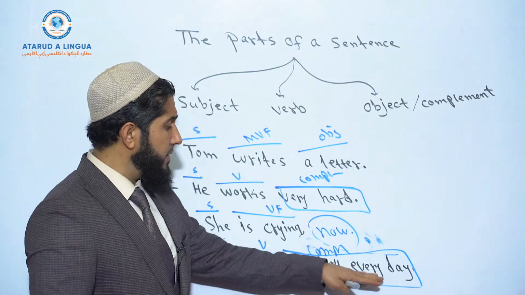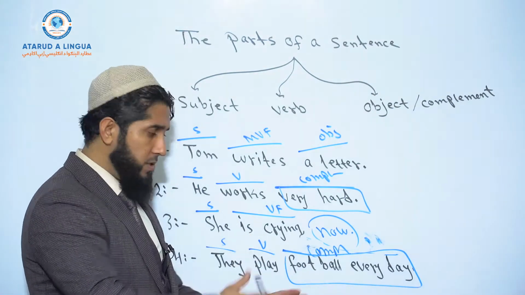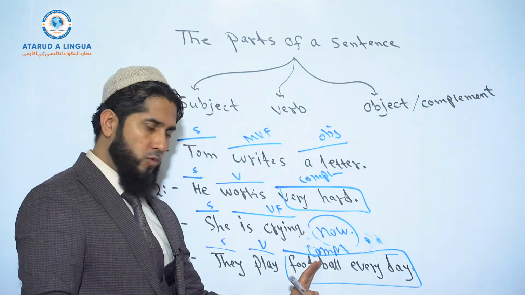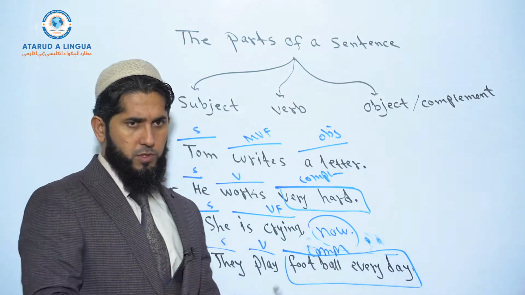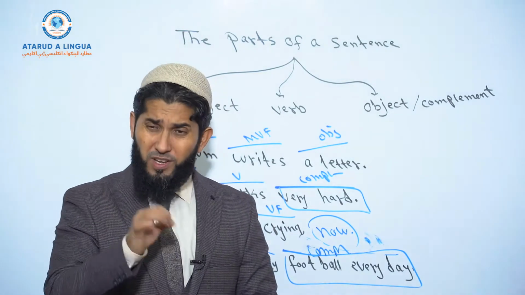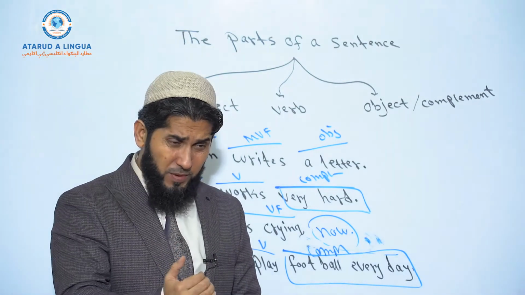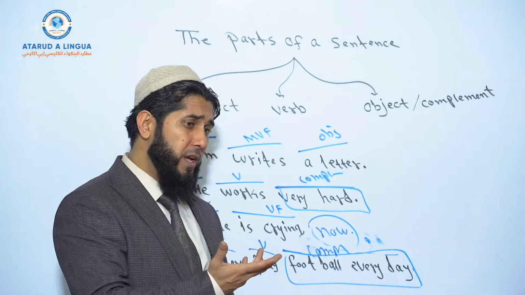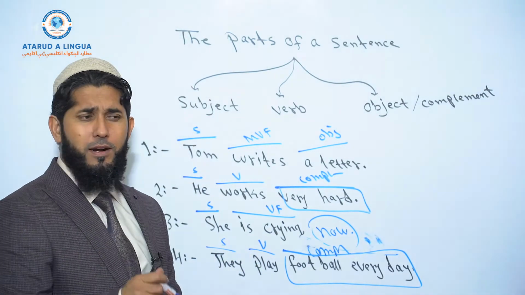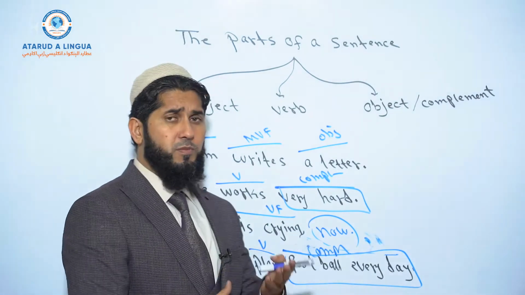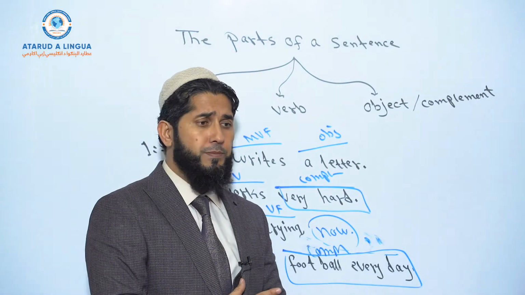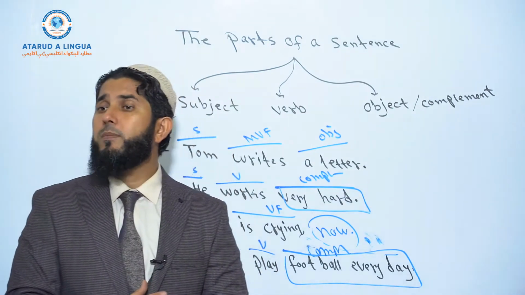Or you can divide this complement into parts, and you can say football is the object. Why? Because it receives the action of the subject, and every day is the time expression. So this way, an object could be called complement, but a complement cannot be called object. Is everything clear? Okay, so now you know the difference between a complement and object?